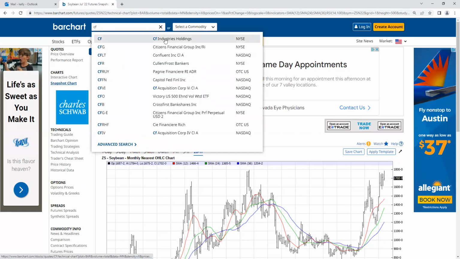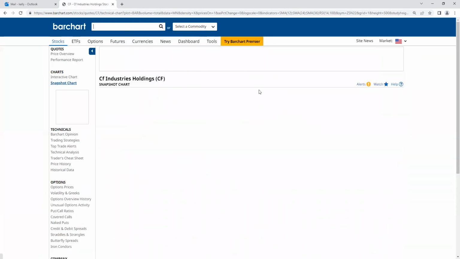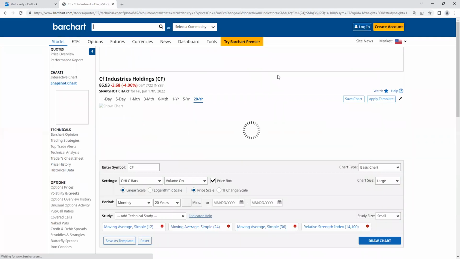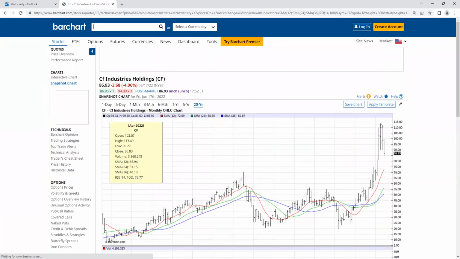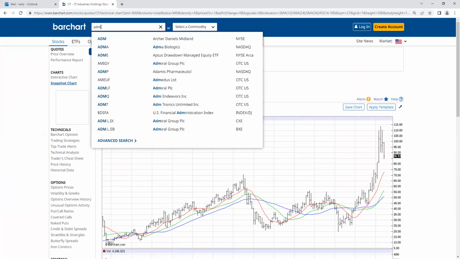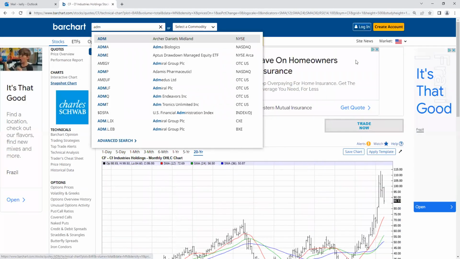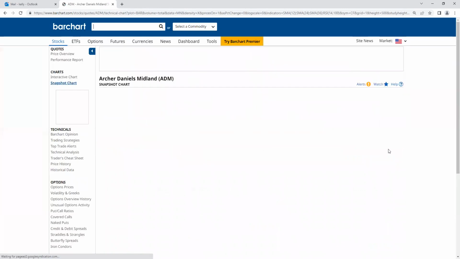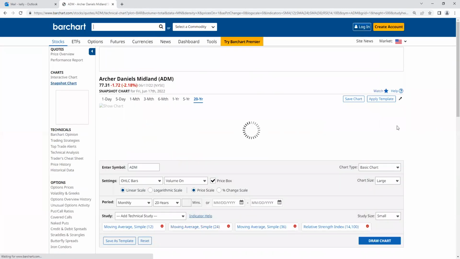This is CF Industries. Again, these are one of the companies that are involved in fertilizer and things like that. Does that look like it might have peaked? Okay, now we're going to go to ADM and Archer Daniels Midland, and you get an idea of what I'm talking about here. That looked like it might have peaked.